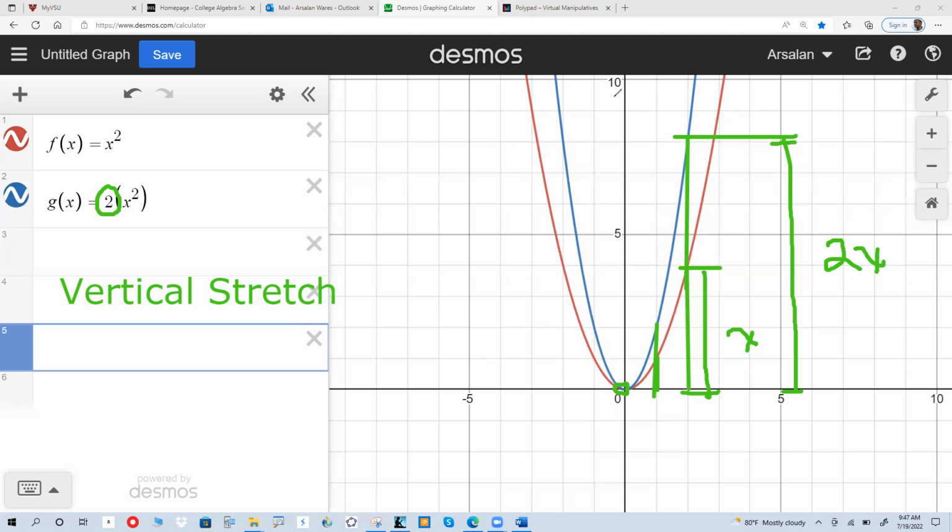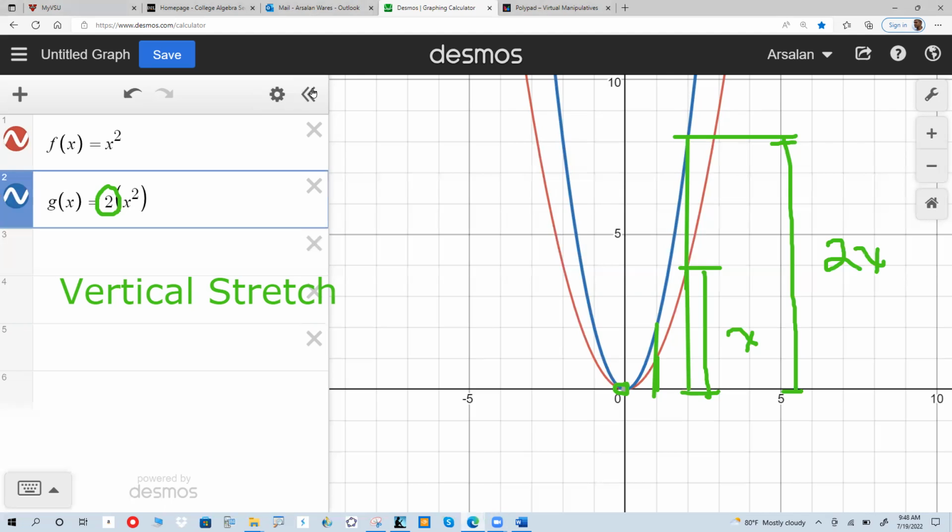I'll give you one more example. Well, let's pause here a little bit, guys. I will give you one more example, though. Let's pause here a little bit. I don't want to rush too much. And we're going to do horizontal stretch and shrink, and that's going to challenge you guys a little more.